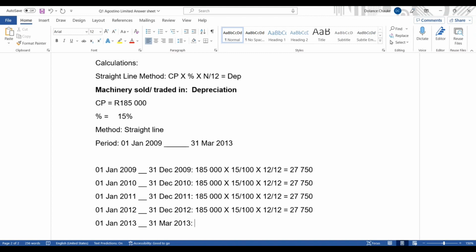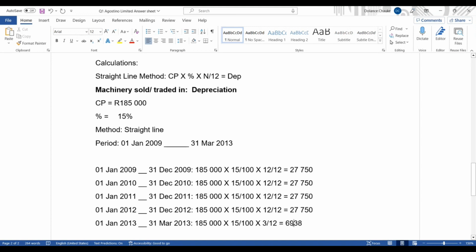So it's going to be like this. The cost price is going to be the same. Multiply by 15. The percentage doesn't change. And then it's multiply by 3 over 12, 3 over 12 years. And then it's equal to how much? Now let's calculate. 6937.5, 69, and half, 38 to the nearest. Yes.